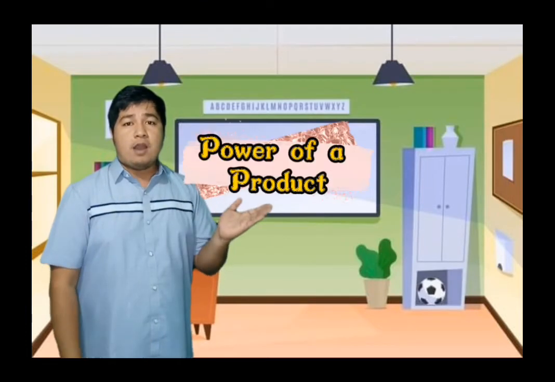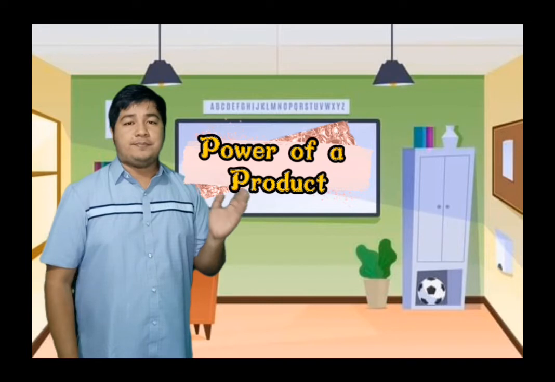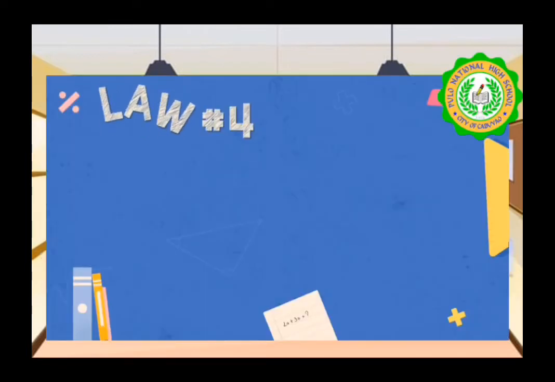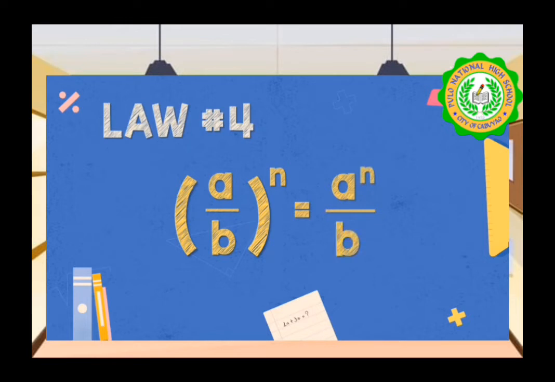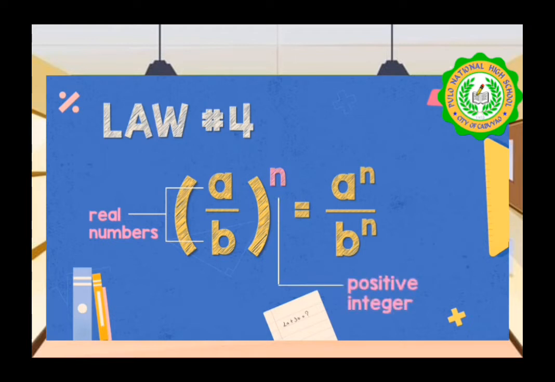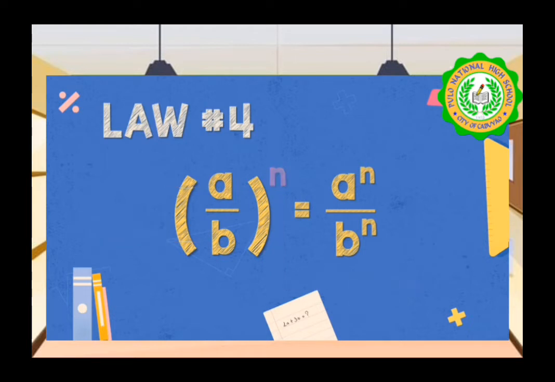For the fourth law of exponents, that is the power of a product. Law number 4, the fraction a over b raised to the power of n is just equal to a raised to the power of n divided by b raised to the power of n, where a and b are real numbers and n is a positive integer. This law means that the exponent can be distributed to the numerator and denominator.